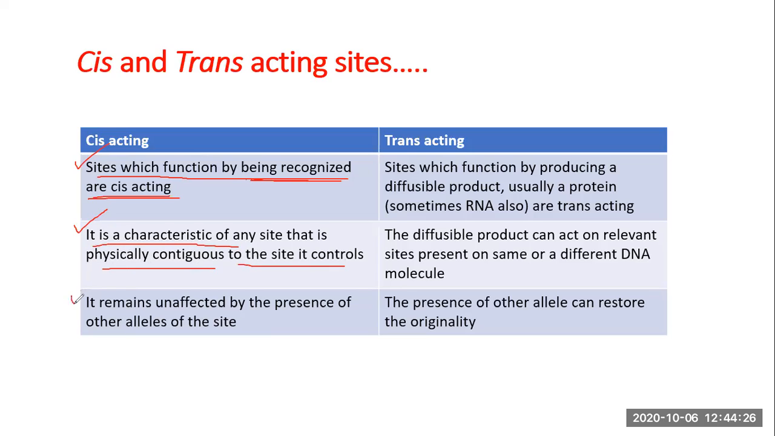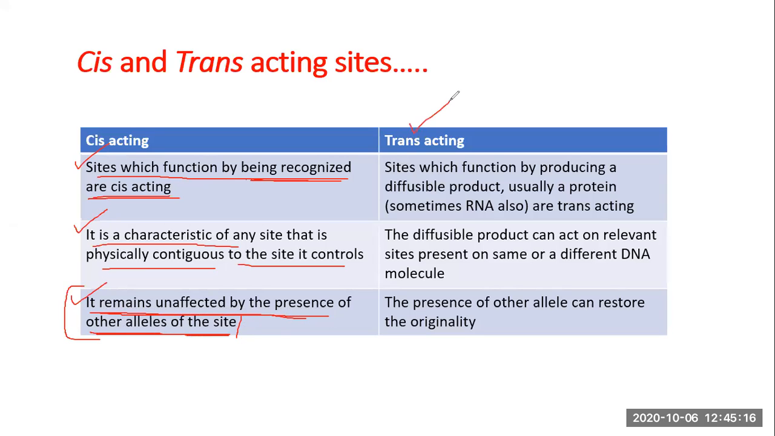Okay, and third, cis-acting sites remain unaffected by the presence of other alleles of the site. What does it mean? It means when you made it partially diploid by adding another Lac O, wild type Lac O, it's an allele of that gene. So you have added another allele, a wild type allele, and it remains unaffected. Addition of that wild type Lac O doesn't restore the wild type inducibility in case of Lac Operon. So what does it mean? Cis-acting sites remain unaffected by the presence of other alleles of the site, or you can say gene also. So when you add a Lac O plus, a wild type Lac O, it doesn't really affect the status of the Lac Operon. It remains constitutively expressed only.